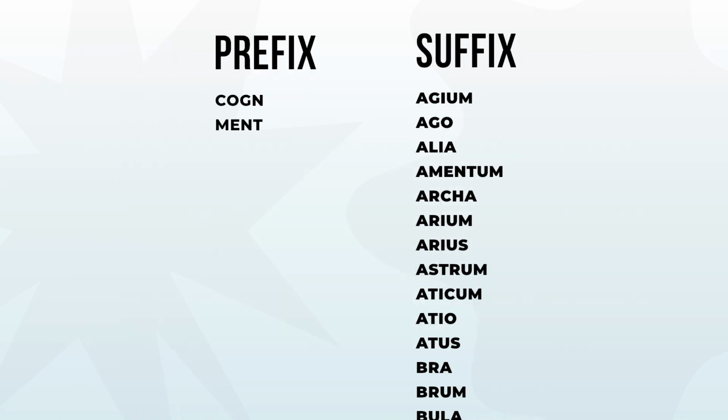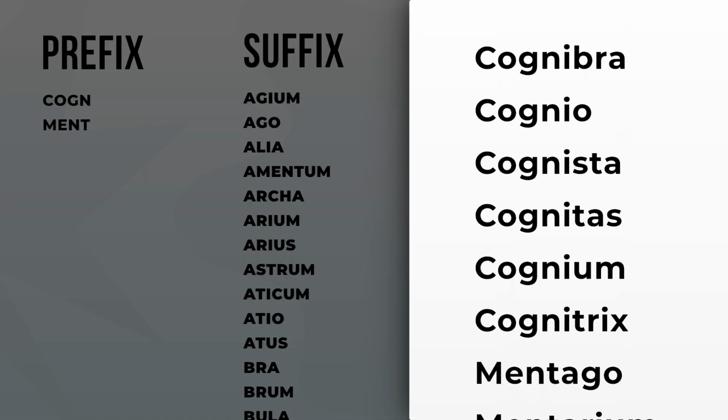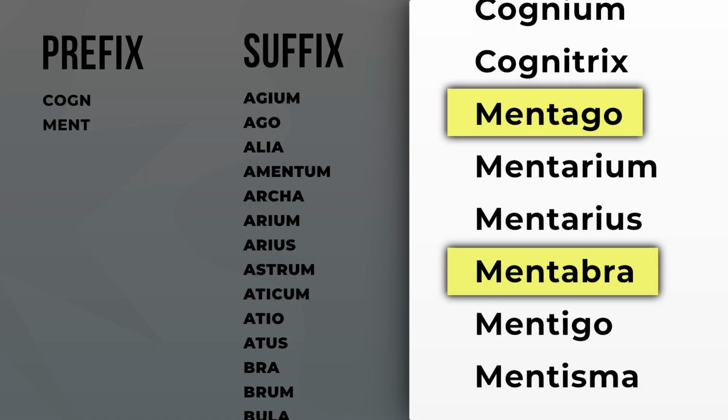Let's simplify the explanation by focusing on these two prefixes that are related to behavioral science, and let's merge them with these suffixes to form potential names. In the end, I generated these ideas. It has things like cognibra, cognista, mentago, mentabra.